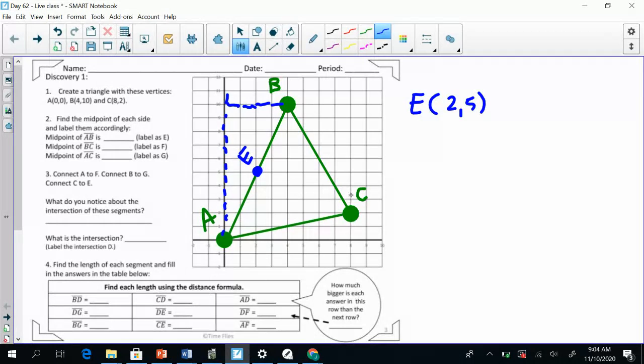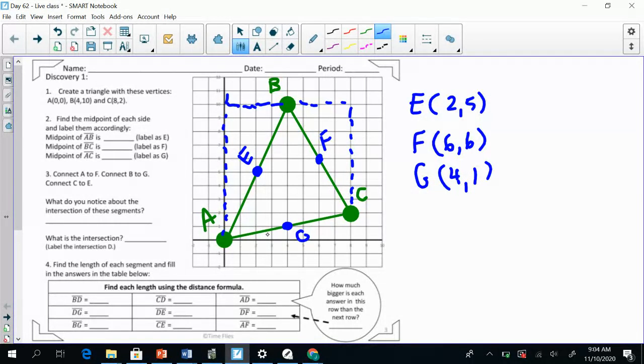BC, same thing. So we went 1, 2, 3, 4, 5, 6, 7, 8. So now if I go up 4, and this is 1, 2, 3, 4, over 2, I should find my F, which is going to be 6, 6, it looks like. And then for AC, it's all the way over 8 and up 2. So if I go over 4 and up 1, there's my G. So G is going to be 4, 1.